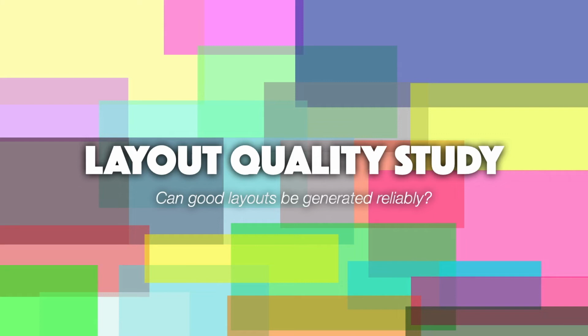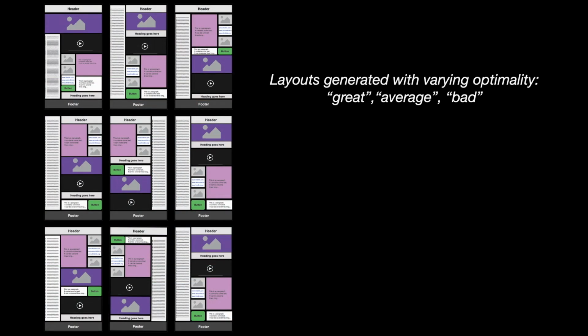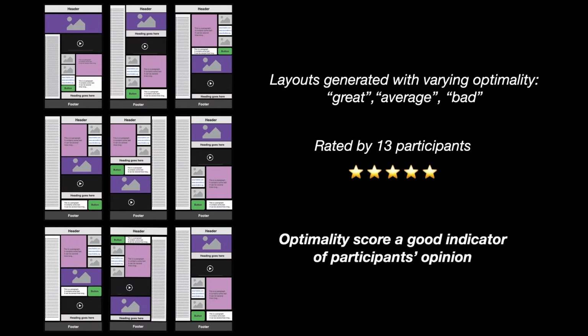To verify whether our approach actually generates good layouts, we conducted a layout quality study. We generated layouts with varying levels of optimality, ranging from great layouts to bad layouts. These were rated by 13 participants on a 5-star scale. Overall, we found that optimality scores were good indicators of the participants' actual opinions.